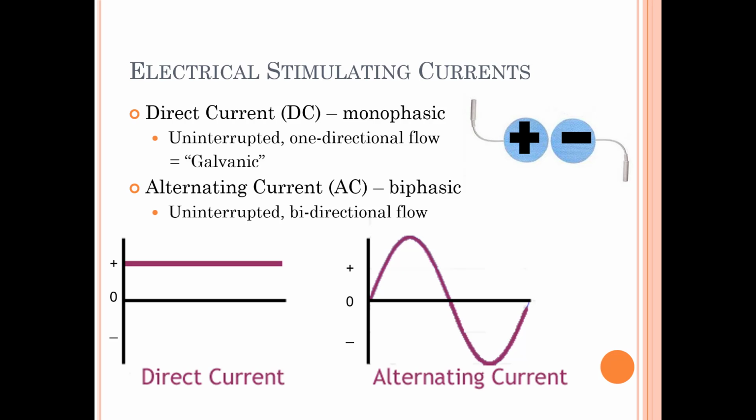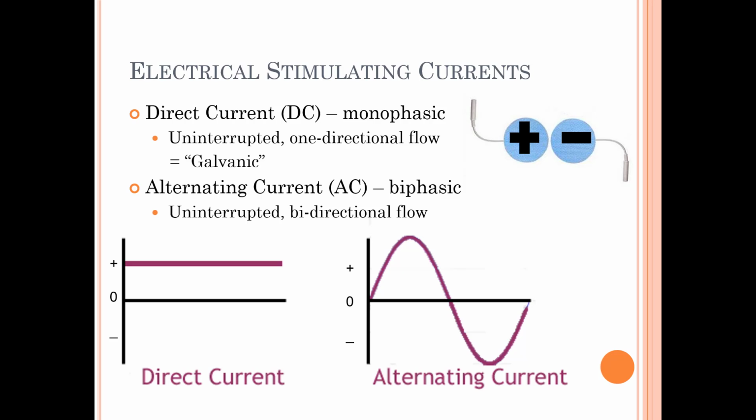Direct current has some distinct features. It is monophasic, which means that the current only has one phase, hence the word mono. This means that the current flows in only one direction. The current is uninterrupted, which means that it is continuously on and the circuit is continuously closed. A term formerly used for this type of current was galvanic current.